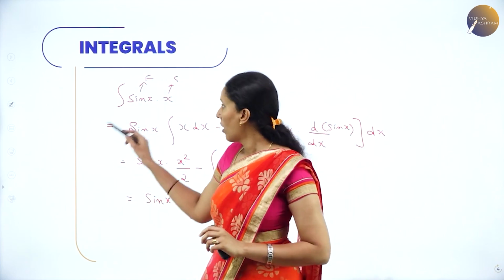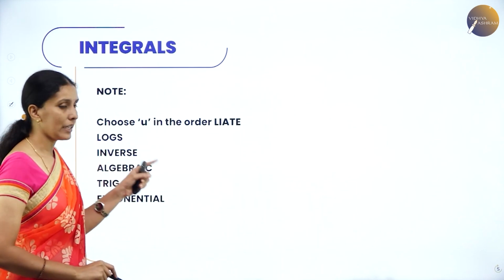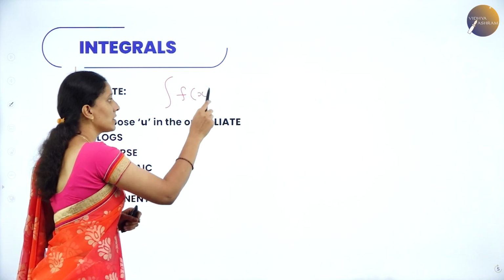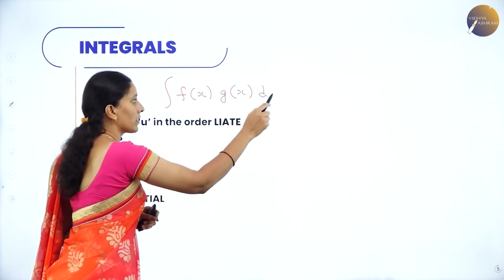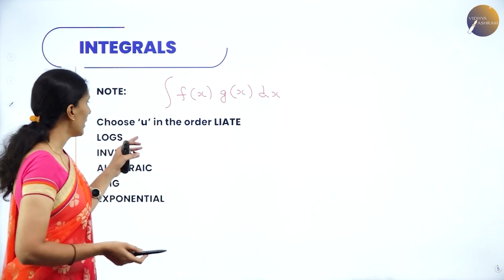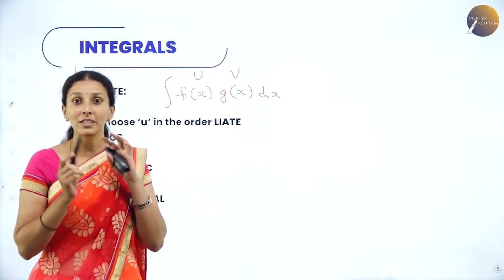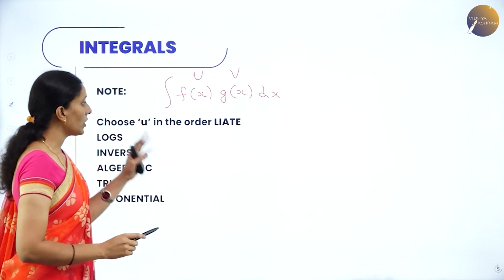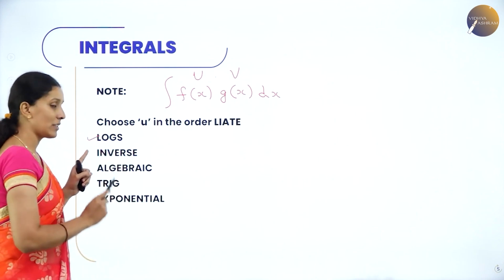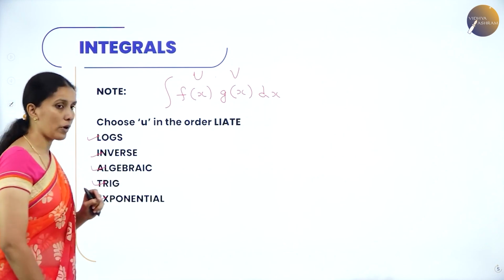The first function has to be chosen with the rule called LIATE. What is this LIATE? Suppose you have any two functions f of x, g of x into dx. However the function may be given, choose the first function. So choose u into v form, u dot v form. Choose u, that is the first function, always in this order: give preference to logs, then inverse, then algebraic, then trigonometric, and finally the exponential function.